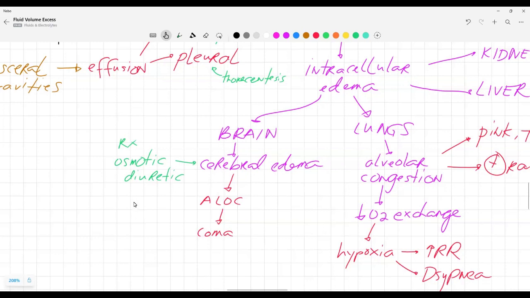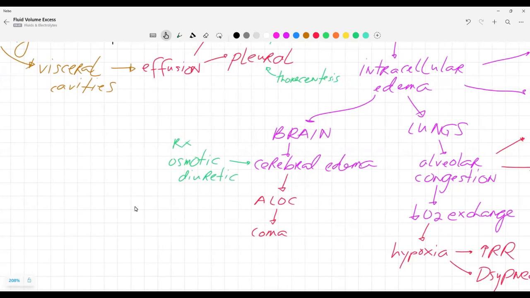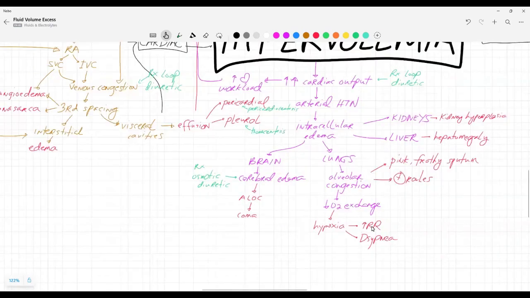Another treatment would be the same as SIADH, which is the hypertonic solution, again, something short-term. With an osmotic diuretic, which is also a hypertonic solution, what it's going to do is basically pull the fluid from the cell into the blood vessel, into the intravascular space, and again, excrete it out through diuresis.